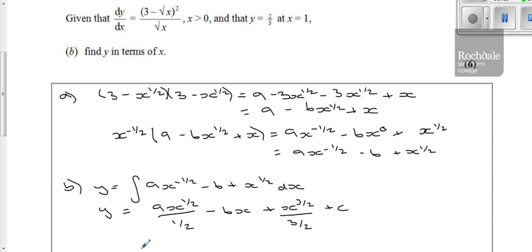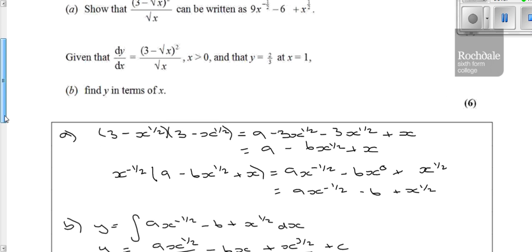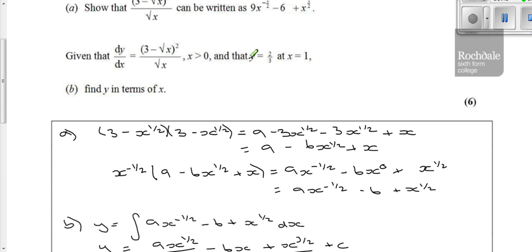So we've found our general solution. So we've got 18 x to the power of a half minus 6x plus 2 over 3 x to the power of 3 over 2 plus c, and that's our general solution. So there's marks for getting that far. It's always worth simplifying this down if you're having to use your equation further in the question, just because it makes it easier for you.